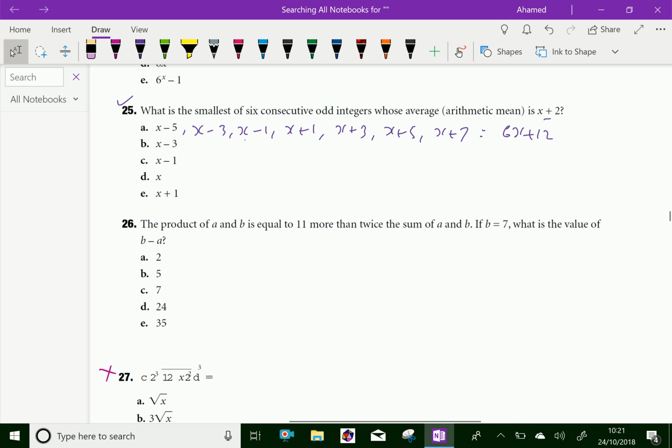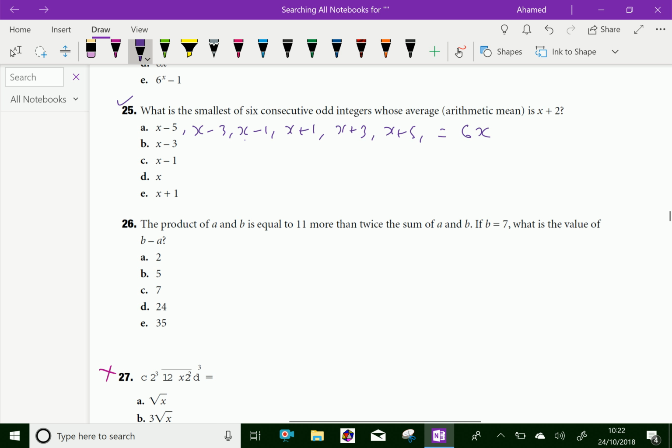Here 6x plus 12, if you divide by 6, that means the arithmetic mean, it gives 6 bracket x plus 2, factorizing by 6. So here x plus 2 is our arithmetic mean. Not x plus 2, we have to do with x minus 5 also. So this x plus 7 is not there. We have already x minus 5, x plus 1, 2, 3, 4, 5, 6. So addition of minus 5, minus 3 is minus 8, minus 9, here plus 9. So the answer is only 6x, and 6x divided by 6 is x only, it's not x plus 2. So the first option is not there.